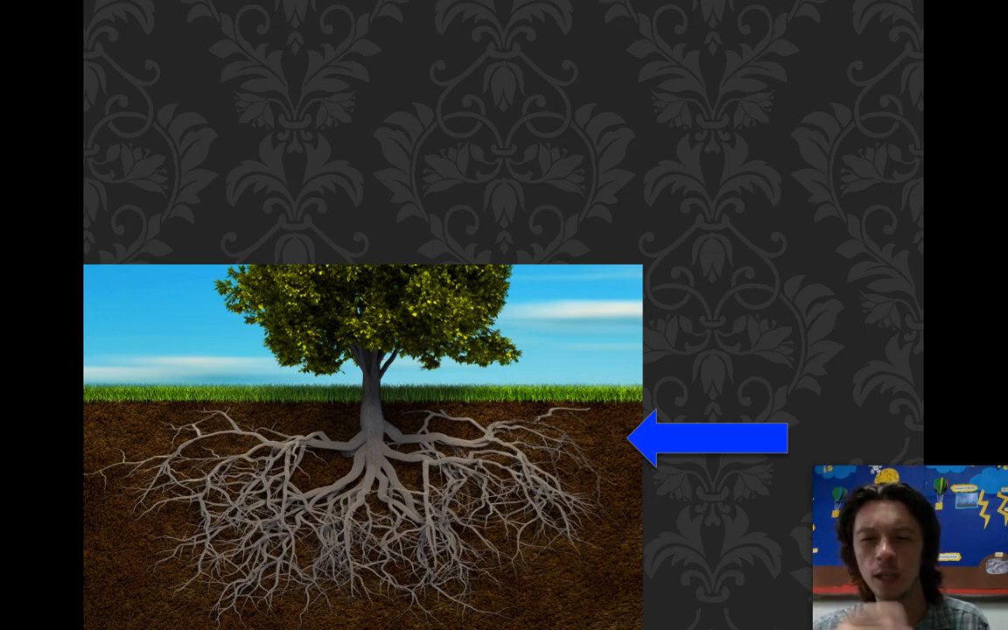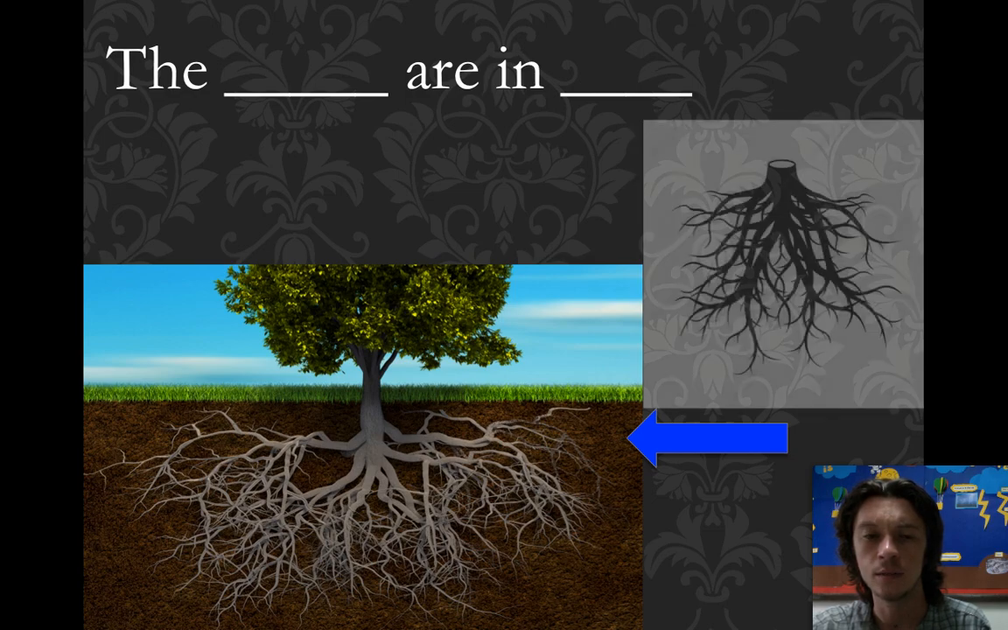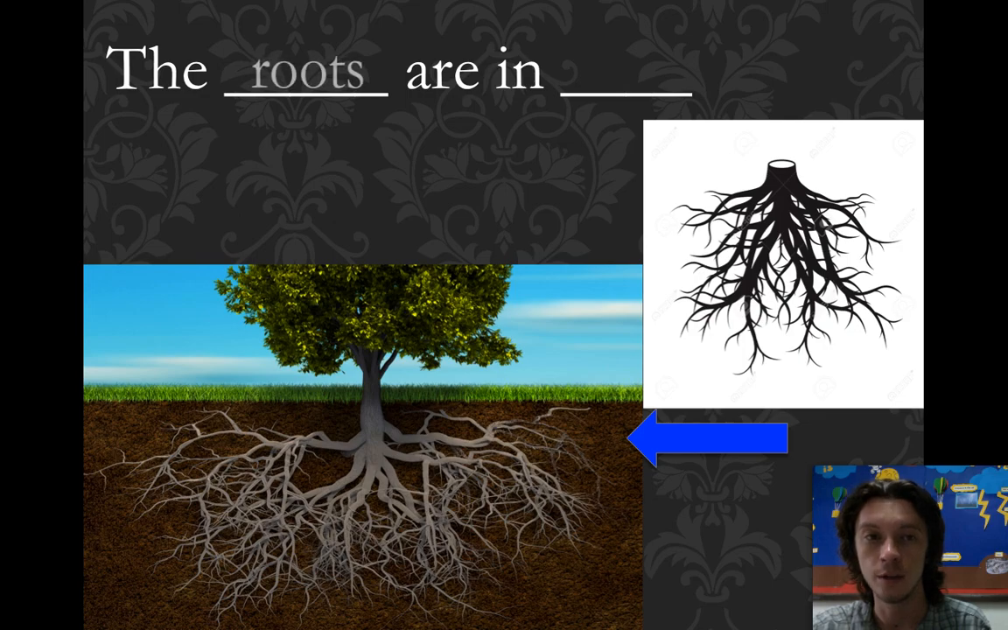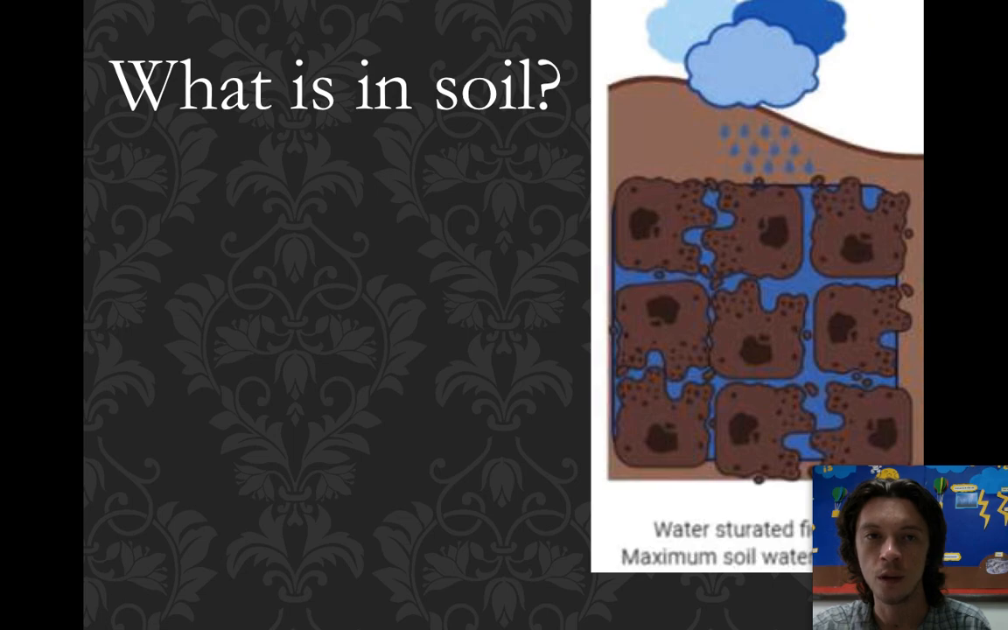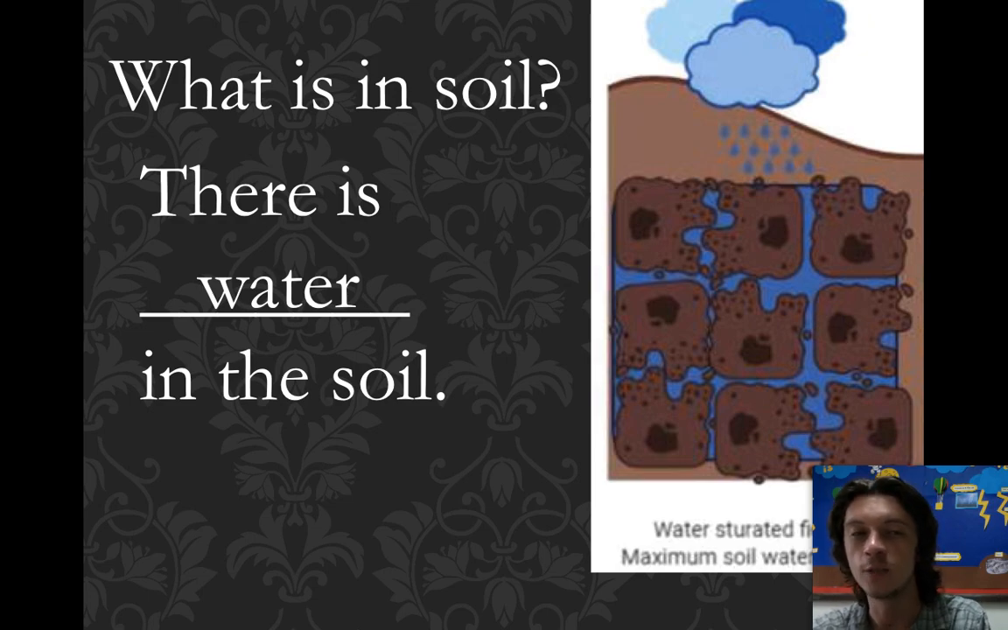If we look there, what are these? The roots. The roots are in soil. What is in soil? Rain. Or there is water in the soil. There is water in the soil. Right?